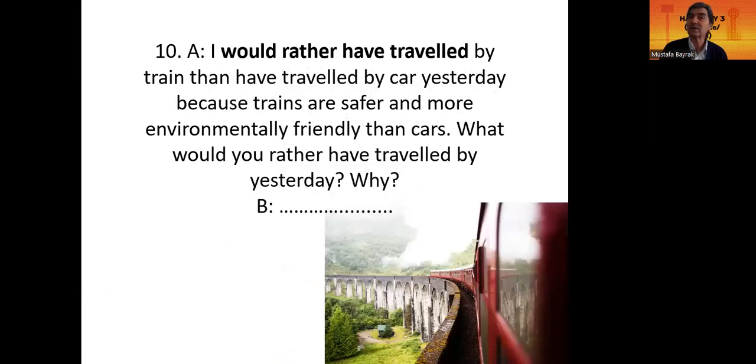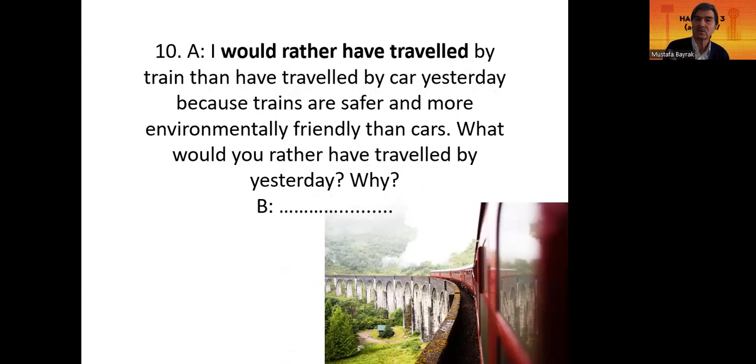I would rather have traveled by train than have traveled by car yesterday, because trains are safer and more environmentally friendly than cars. What would you rather have traveled by yesterday?